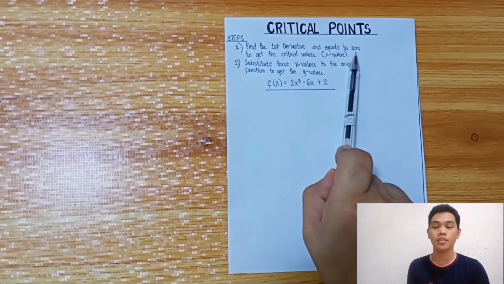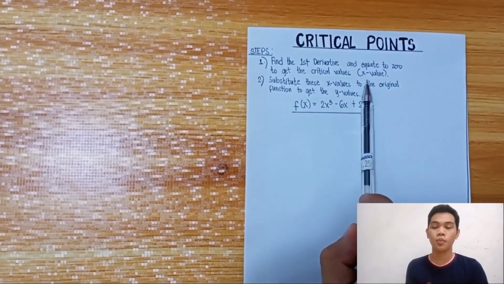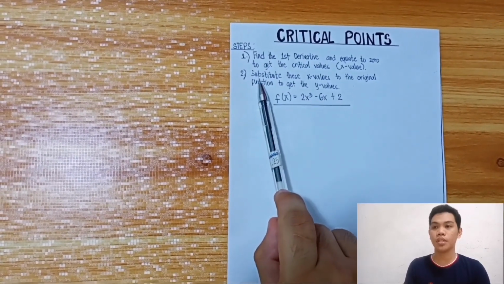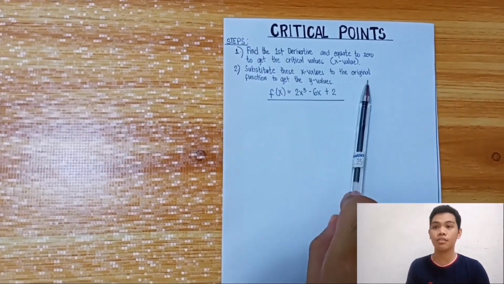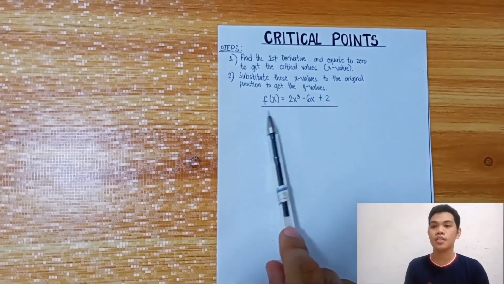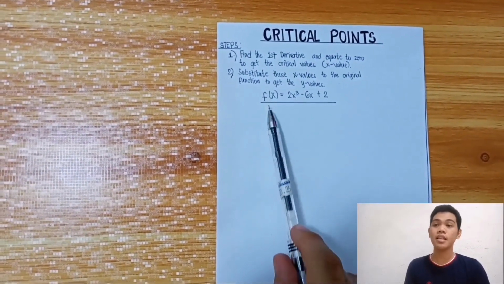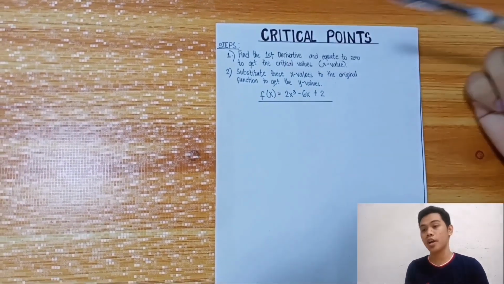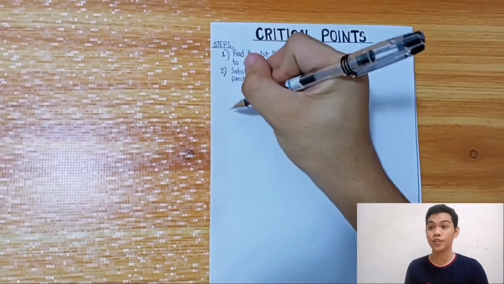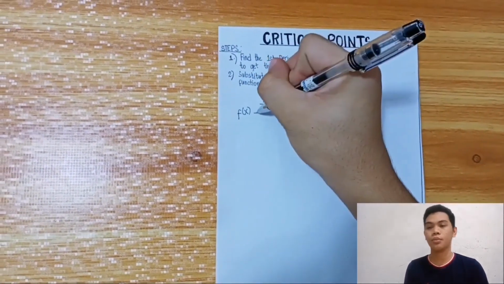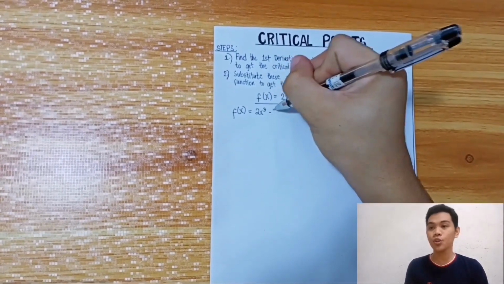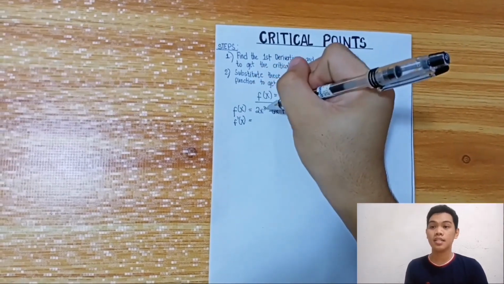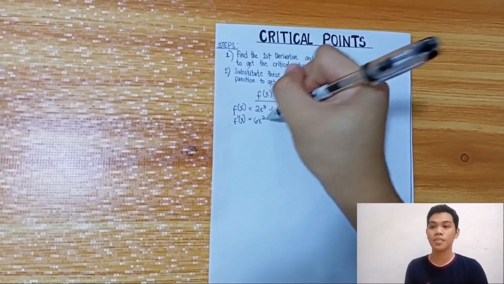Find the first derivative and equate to 0 to get the critical values or the x value. Then for step number 2, just substitute these x values to the original function to get the y values. So again, our function is f of x is equal to 2x cubed minus 6x plus 2. So as per our step number 1, we need to get the first derivative and equate it to 0. So we write the original function, 2x cubed minus 6x plus 2. F prime of x is equal to 6x squared minus 6.